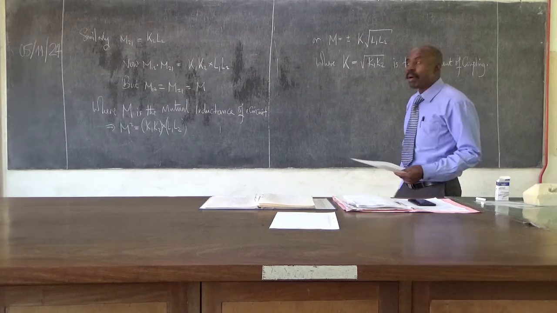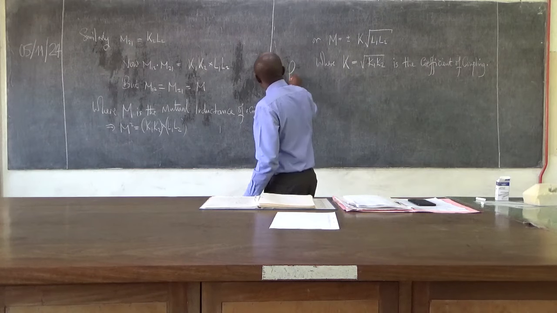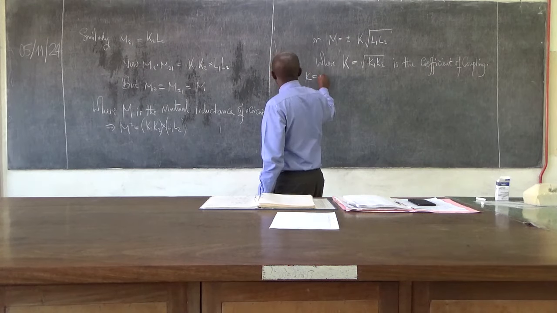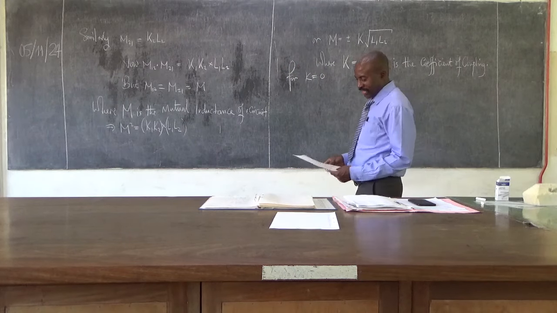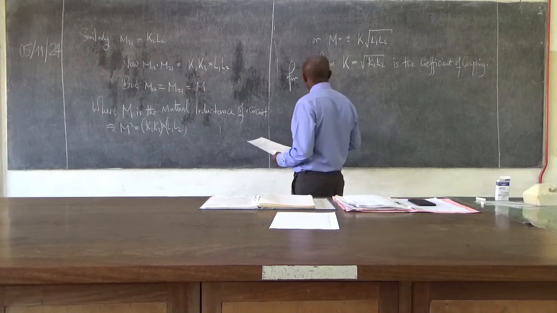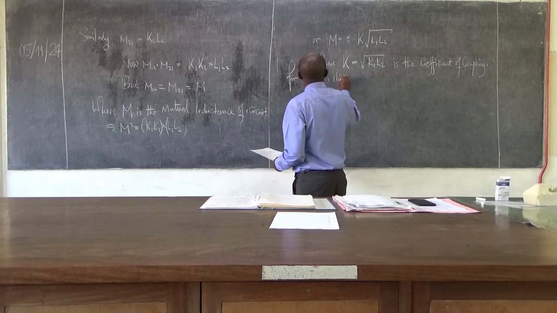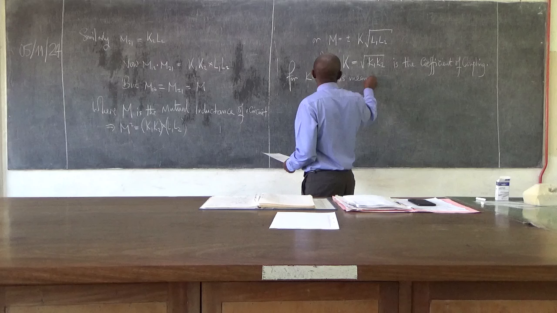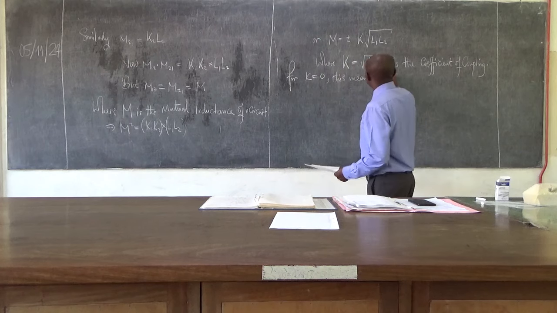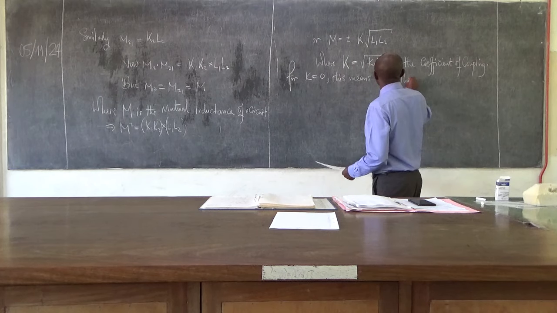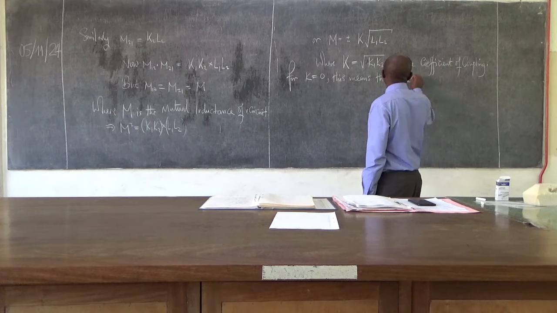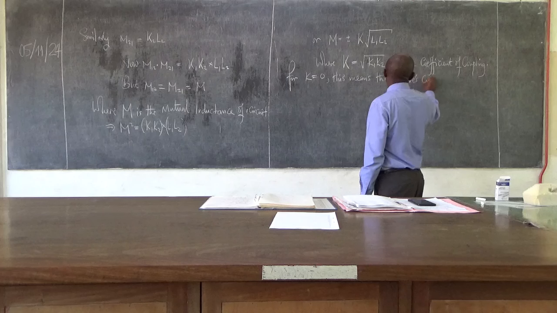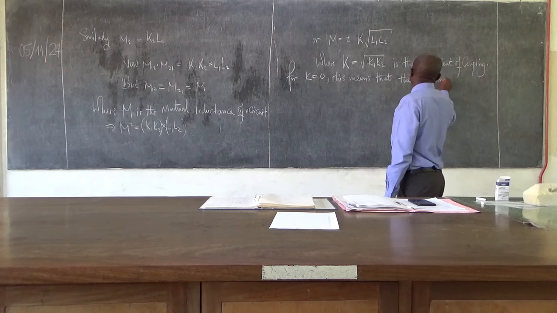So if you got no money, if K equal to 0, if you are broke, this means that there is no coupling. Do you know poor people who are coupling? Yes. This means that there is no coupling. Bread.